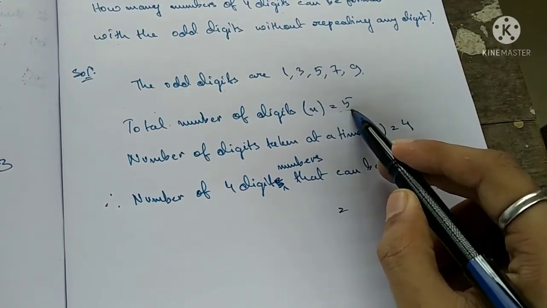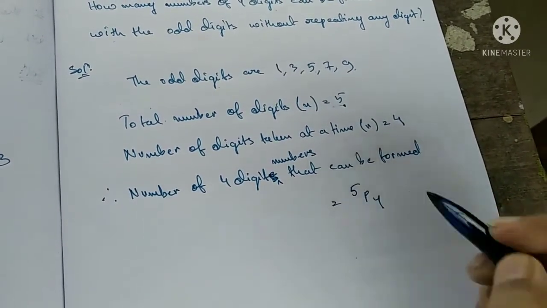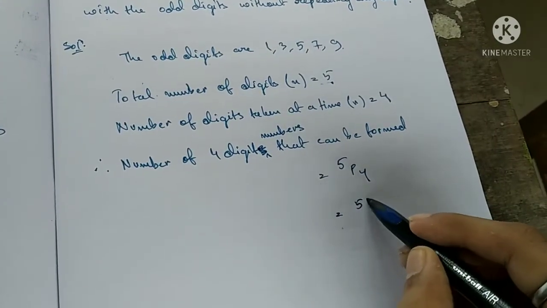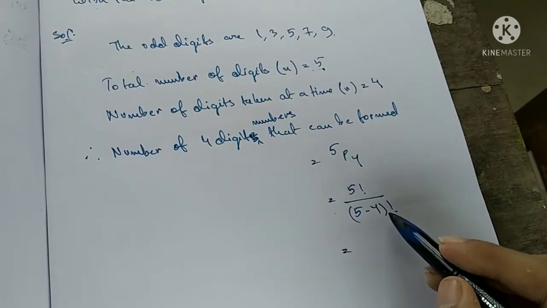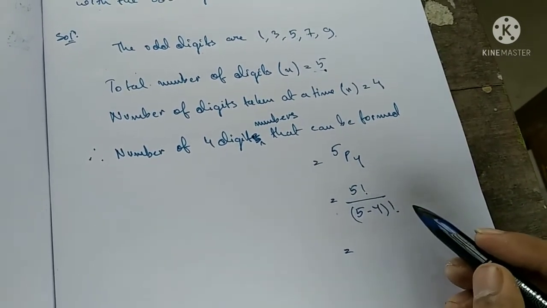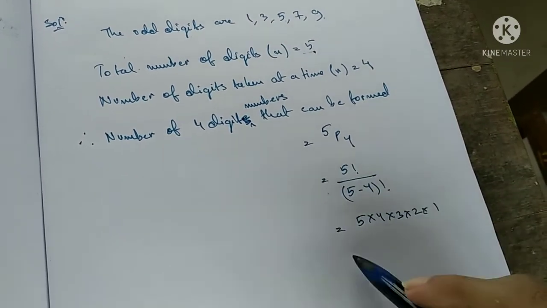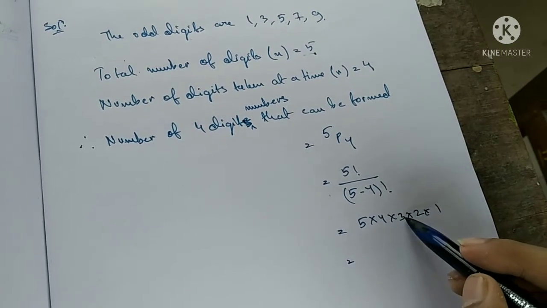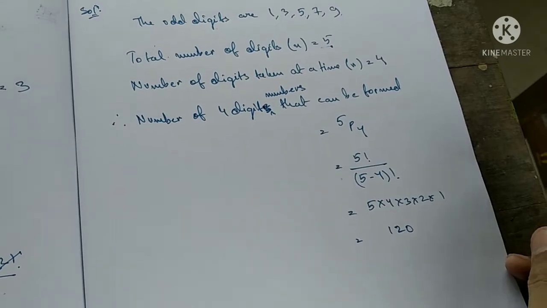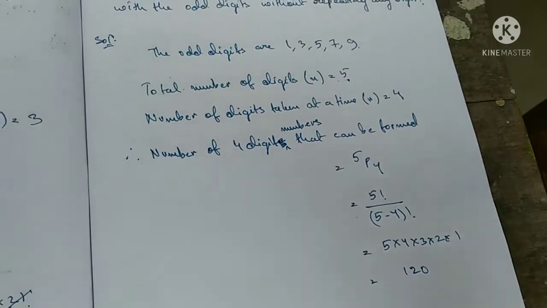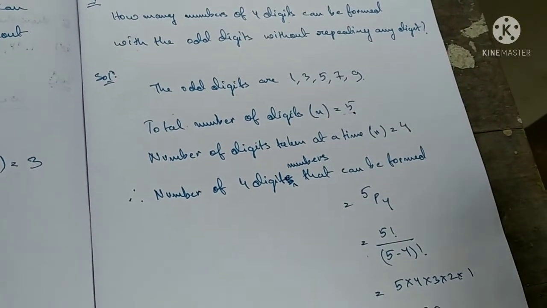Available digits are 5, and out of 5 I am taking 4 at a time. So the permutation will be 5P4. This is equal to 5 factorial by (5 minus 4) factorial. 5 minus 4 factorial means 1 factorial, which is 1 only. 5 factorial means 5 into 4 into 3 into 2 into 1. So 5 fours are 20, 20 into 3 is 60, 60 into 2 is 120. So I can make 120 four-digit numbers out of these available digits without repeating any digit.